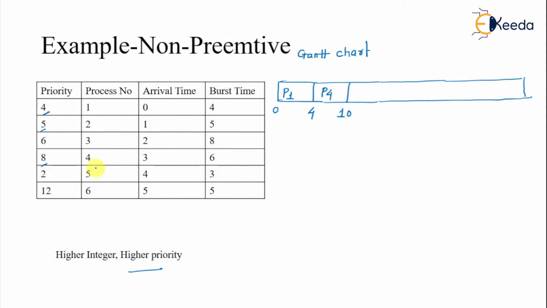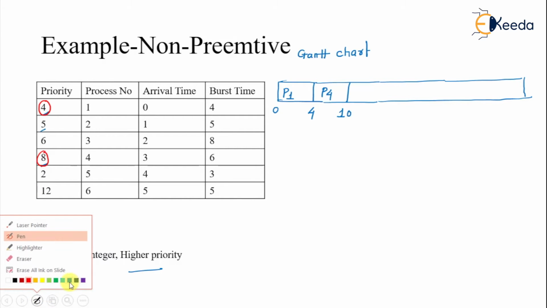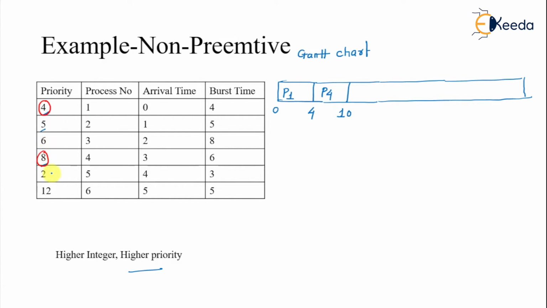Now we are done with the 8 part, and we are left with priorities 5, 6, 2 and 12. At instance 10 every process has already arrived, and the process with the highest priority is P6, with a burst time of 5, so it will go from 10 to 15. Now we are done with this part also.